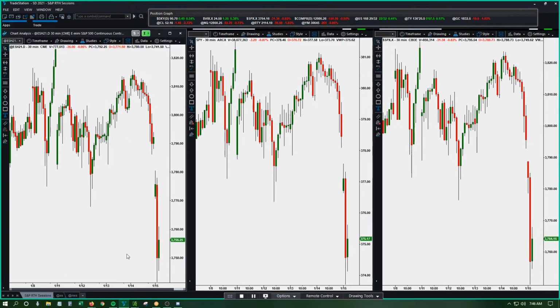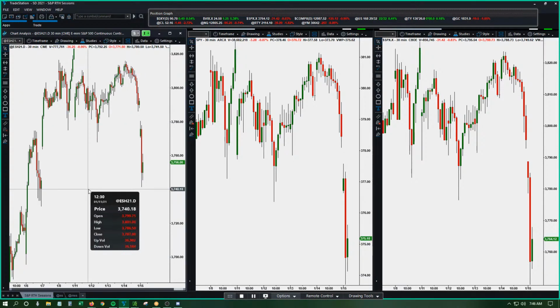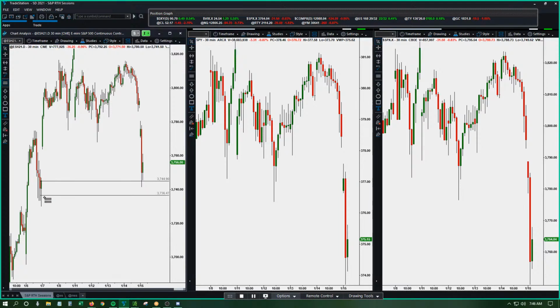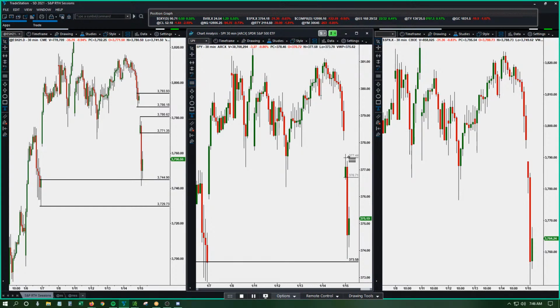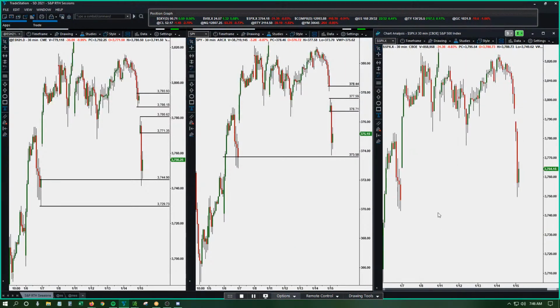30-minute. Right in here. Where's that gap fill? Gap fill up here. This level. Couple levels to pay attention to. SPY, same thing. There. Filled its gap right here. SPX, same thing.